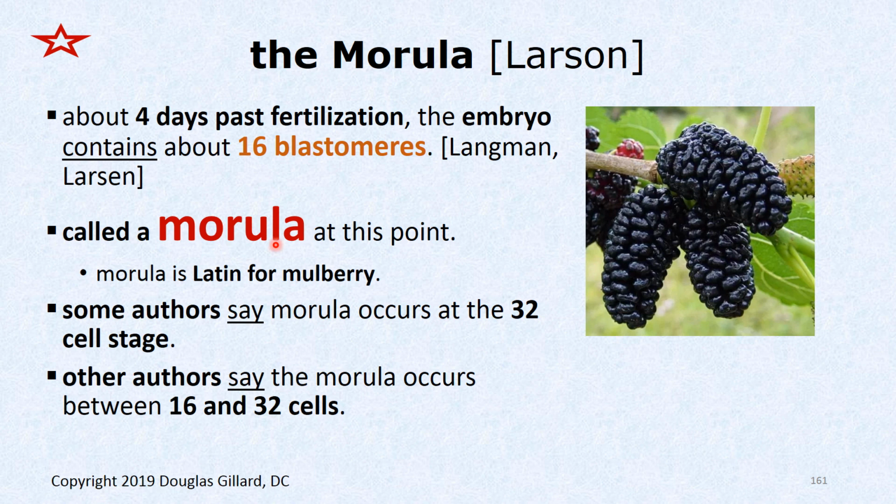Now, the authors are all over the place on this. Some authors say that a morula doesn't occur until one more division, the 32-cell stage. Other authors, I think wisely, say anywhere between 16 to 32 cells, you've got yourself a morula. That's probably the best way to go. But because Langman is a board book, we're going to go with 16 blastomeres equals a morula. All my students got that? 16 blastomeres equal morula.